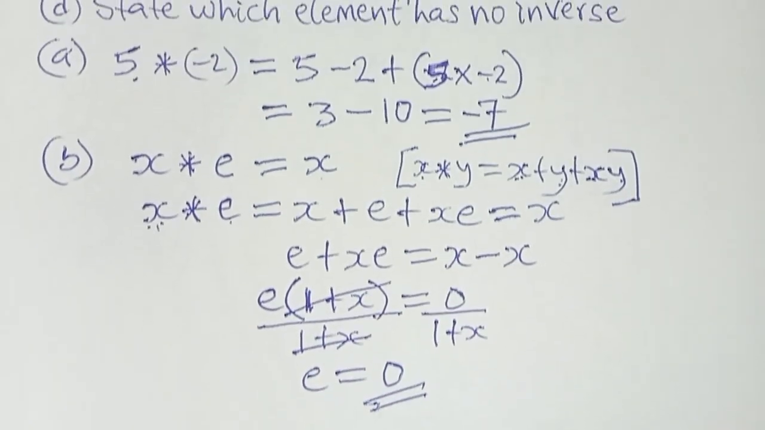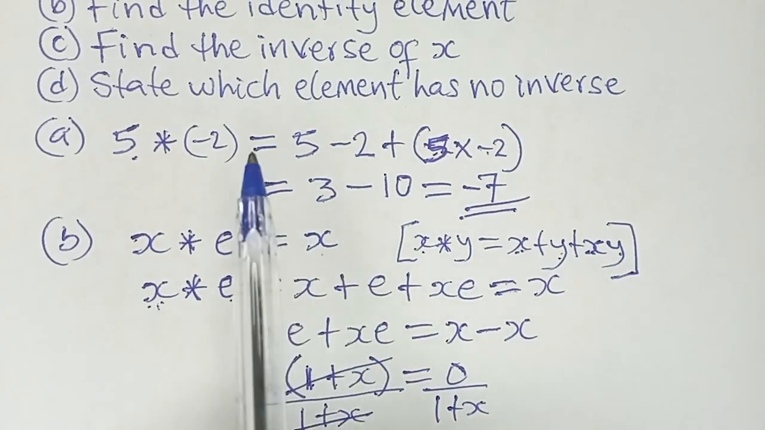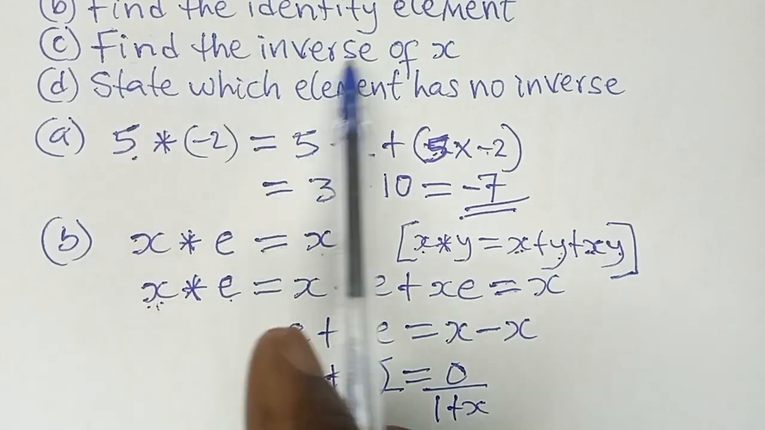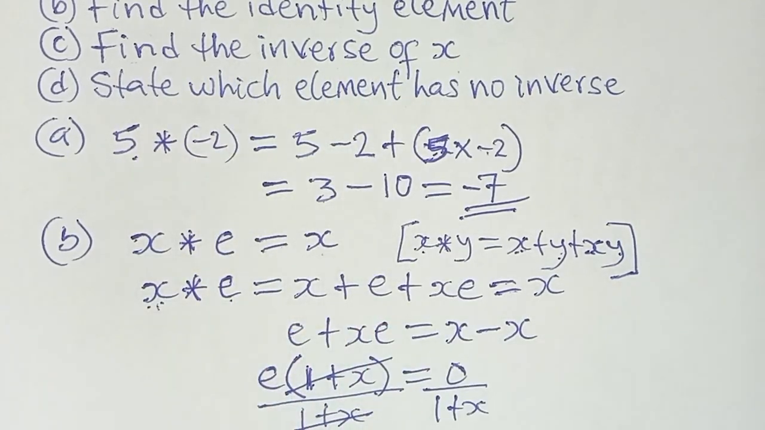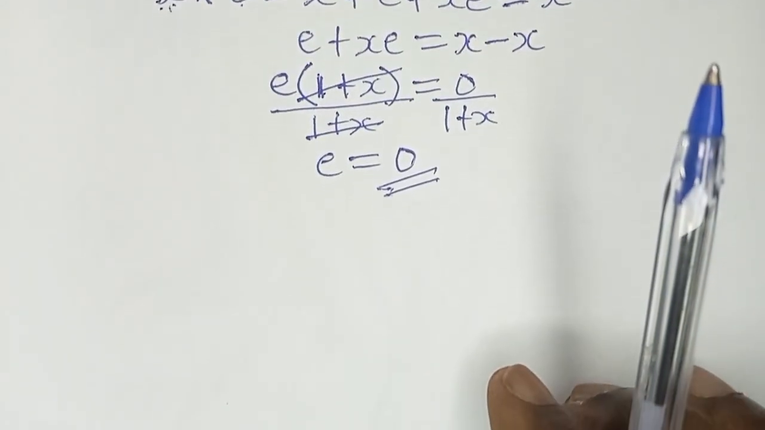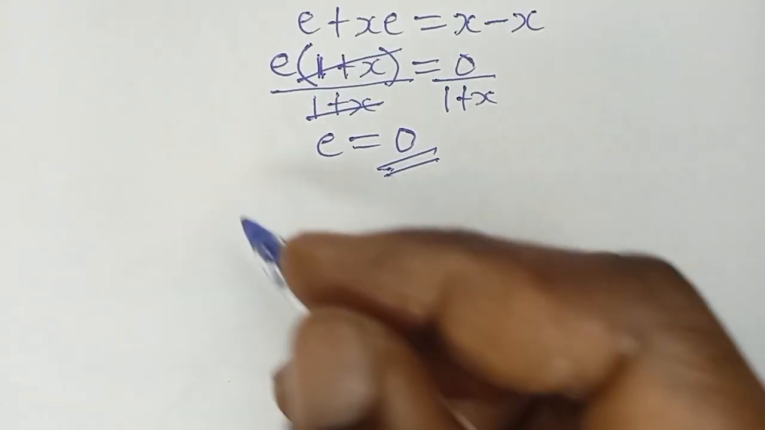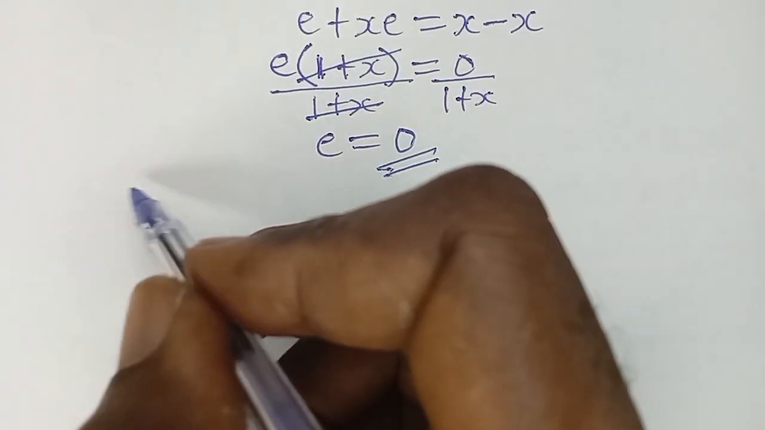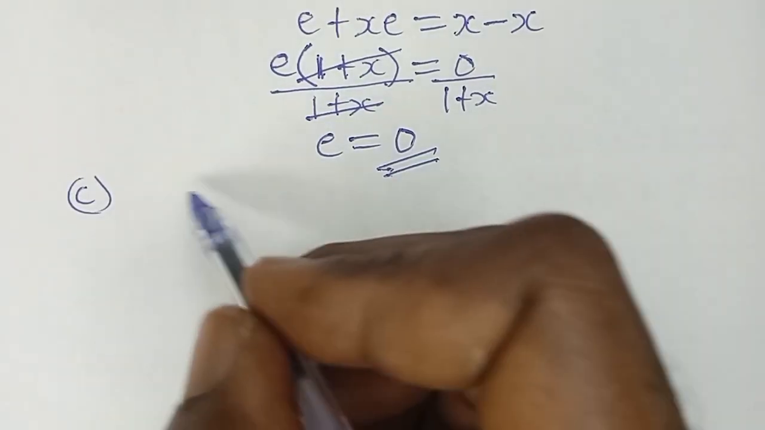Now let's move on to the next question, the C question, which says find the inverse of x. So we are now going to find the inverse of x. In order to find the inverse of x, what we need to do is to take the operation. Let me write letter C. The operation is x.